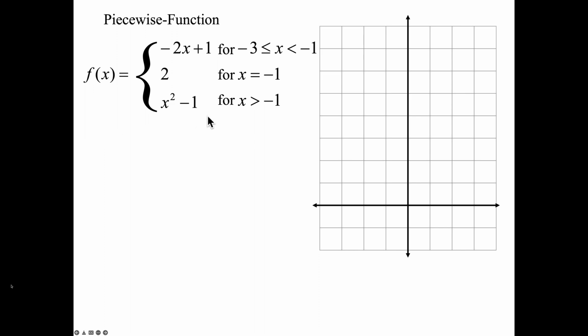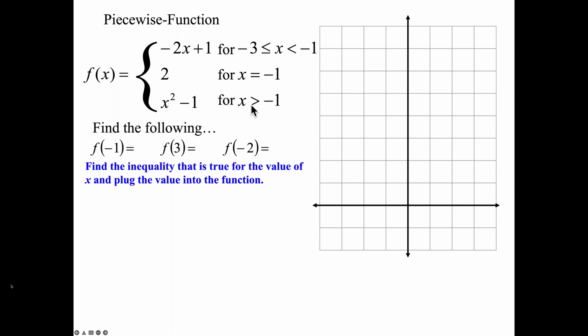All right, so the first thing the author says is that you have to be capable of evaluating piecewise functions. So we're going to find f of negative 1, f of 3, f of negative 2. Again, those are the x values. So what we do is you take the negative 1 for your x and you see which of these three domain restrictions will be true. That's what we're going to do. So we'll test them. Negative 3 less than or equal to negative 1, that's true. But negative 1 is not less than negative 1. So this is false. We're not going to use this one.